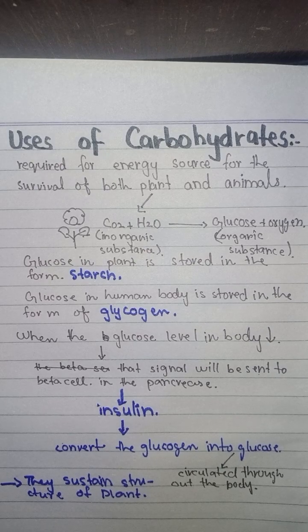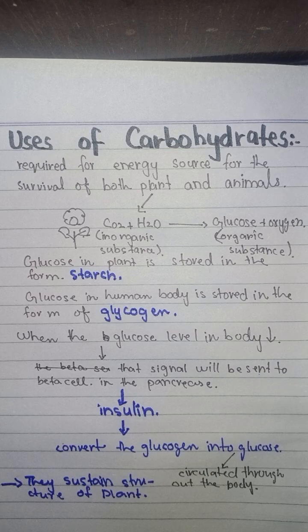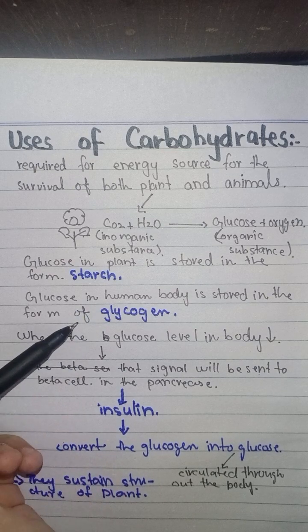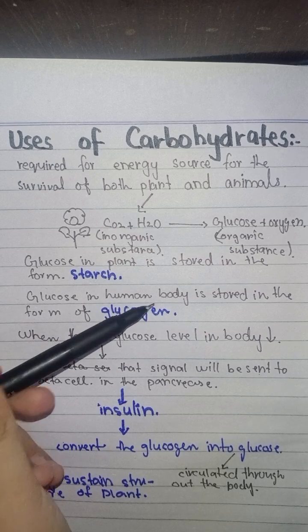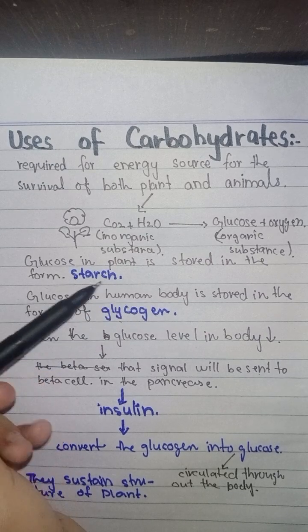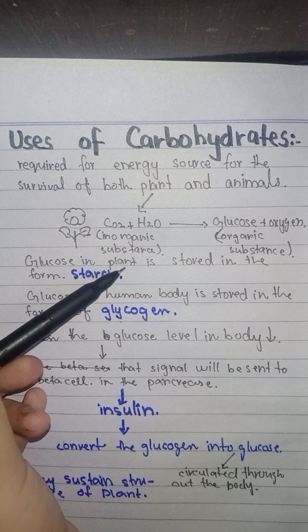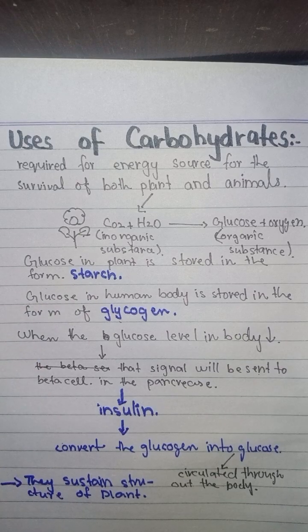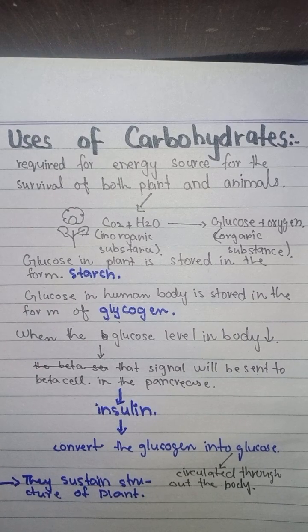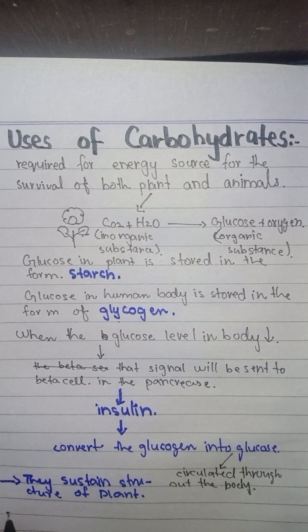In the third use, carbohydrates in the form of starch in plants and glucose in mammals serve as the energy source. This is what I told you, that carbohydrates are in the form of glycogen in the human body and in the form of starch in the plant body, and they serve as energy. And they keep our blood sugar level in check.